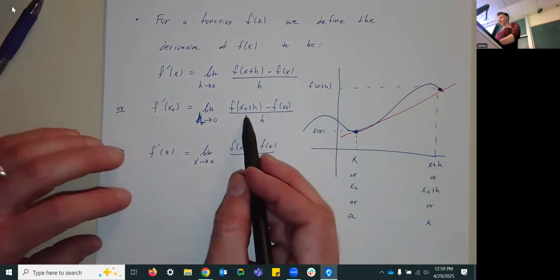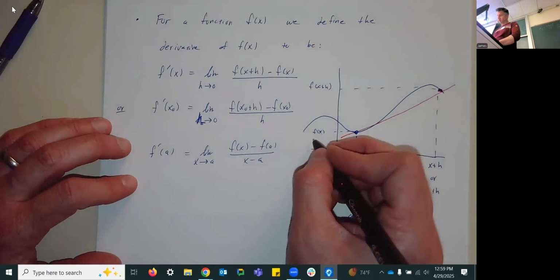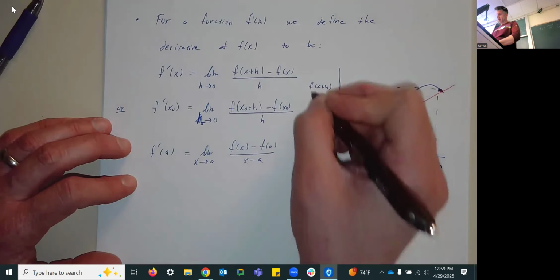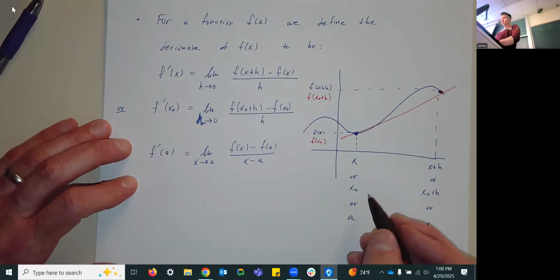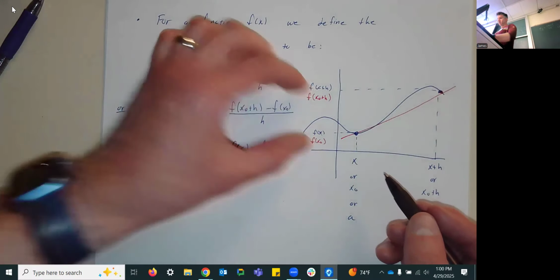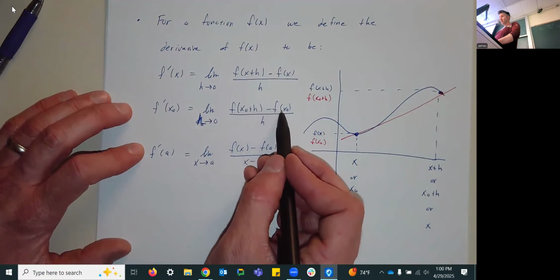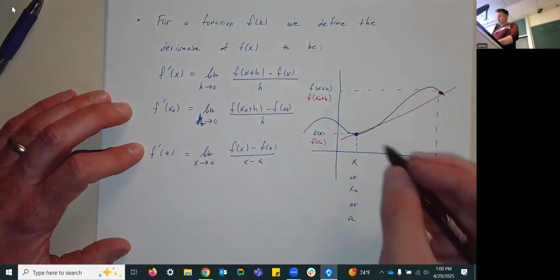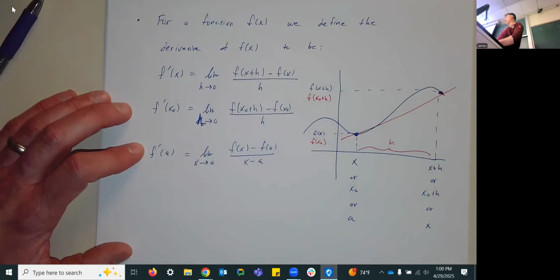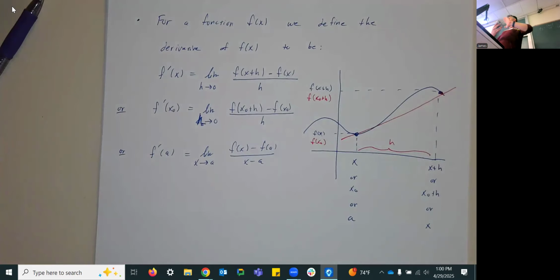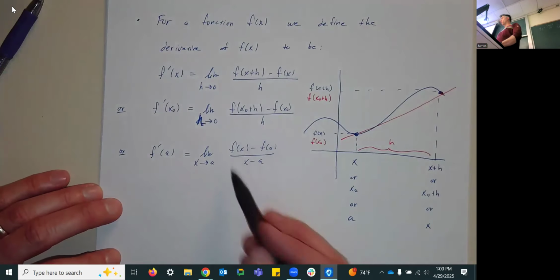Really it's the same with x naught. If you use x naught, this would be f of x naught, this would be f of x naught plus h. Same idea. You're taking the difference in the y's, which is f of x naught plus h minus f of x naught, divided by the difference in the x's, which is just h, and then you're letting h get smaller and smaller, so the points get closer to each other, so we get closer to the slope of the tangent line. Finally, this last way of writing it is equivalent.